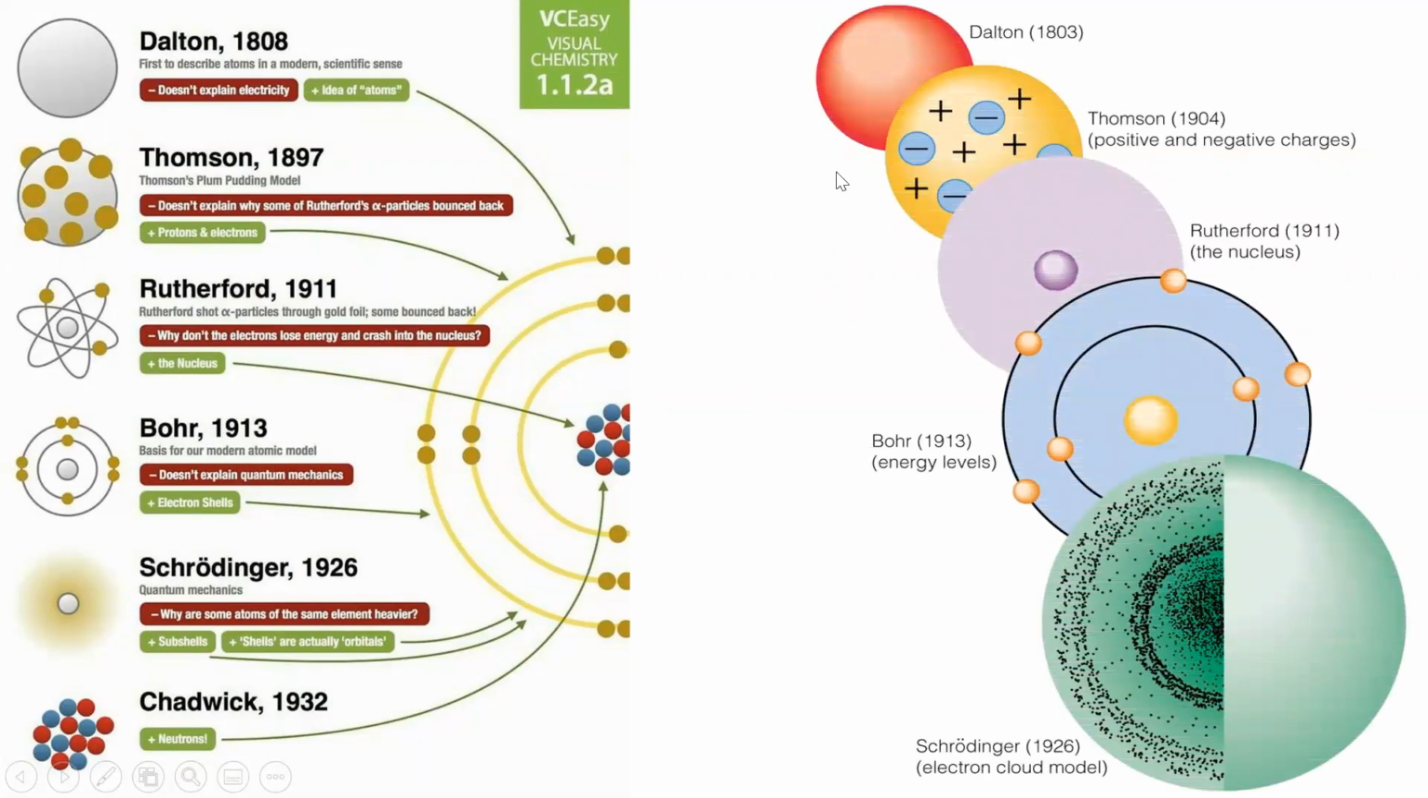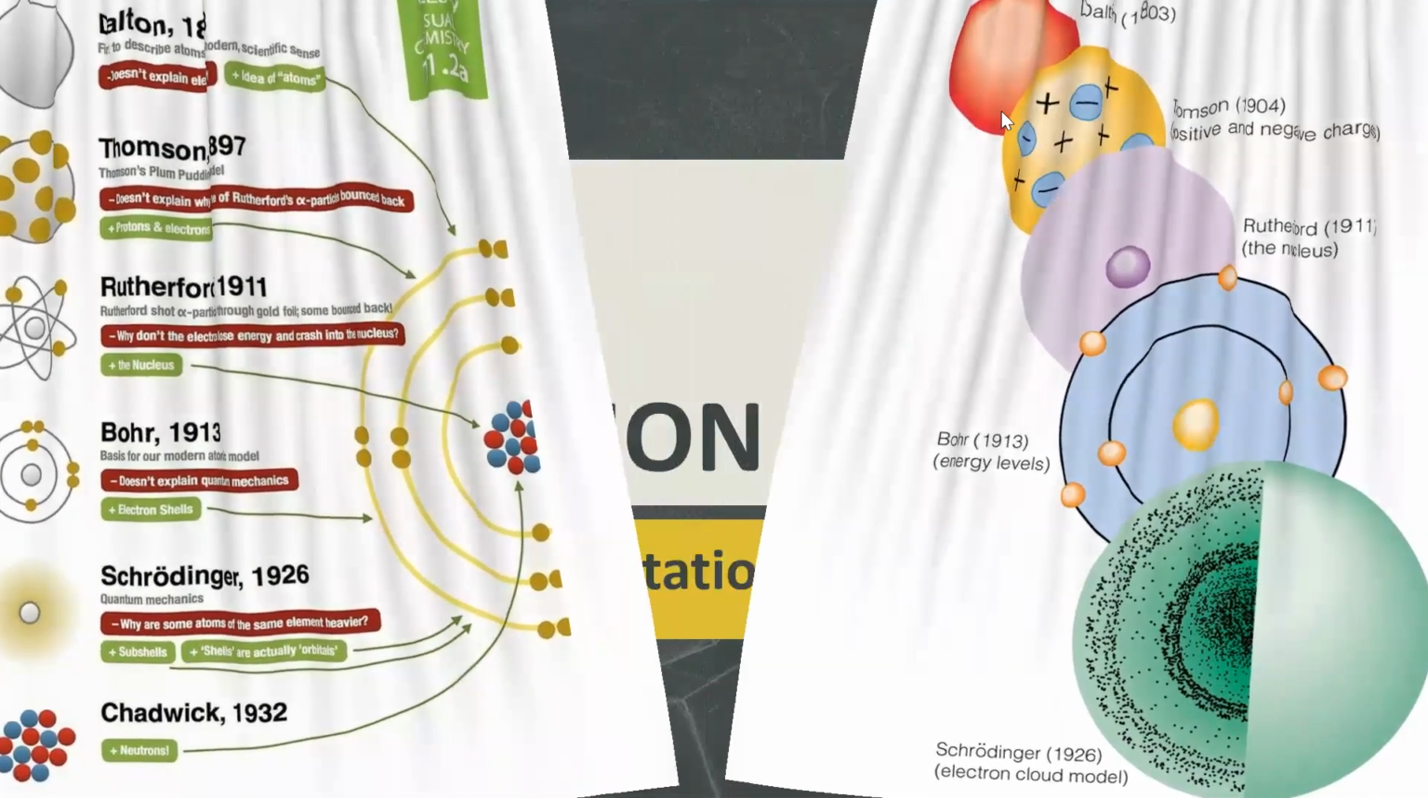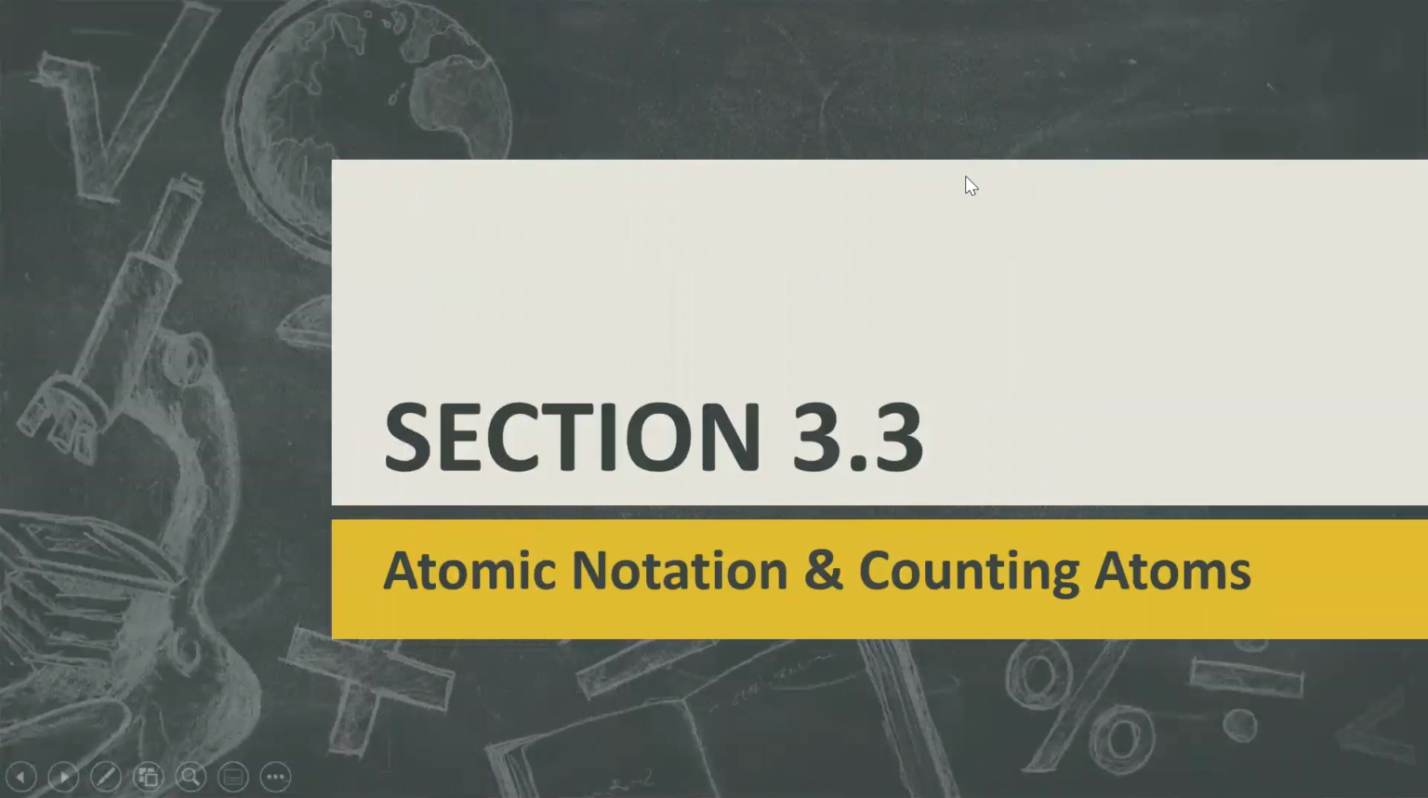Just another example, like I said, Dalton's, didn't know a lot. Thomson's, Rutherford's, Bohr's, which is the most common we talk about, and this is for quantum. All right, and that's it for 3.2.